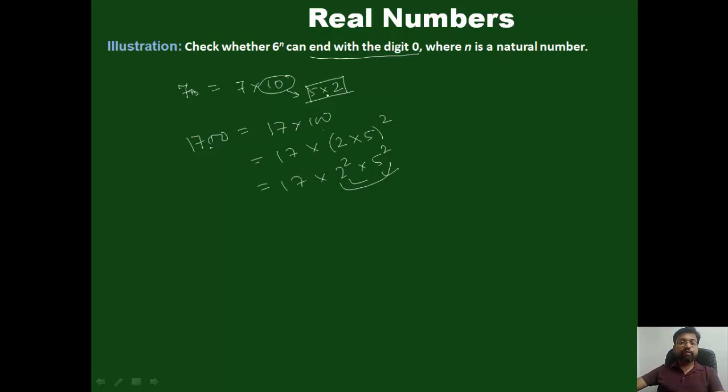What is 6 to the power n? 6 is 2 into 3. So you can write it like this. So it is 2 to the power n into 3 to the power n. What does the fundamental theorem of arithmetic state? It states that for any number which is 6 to the power n here, any composite number can be written as the product of its positive integral powers of prime factors. So these are prime factors and n is a positive number, so it is of that form.